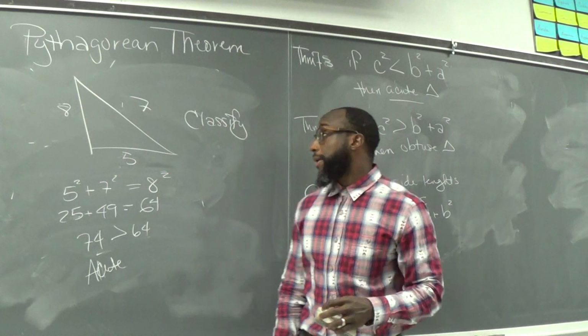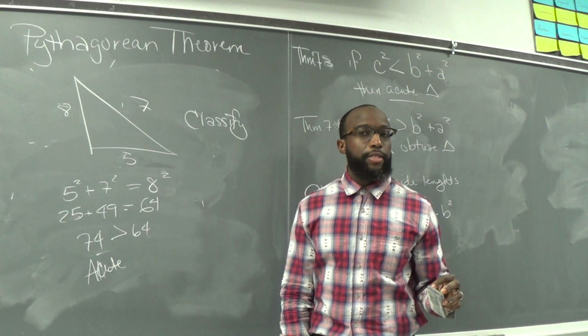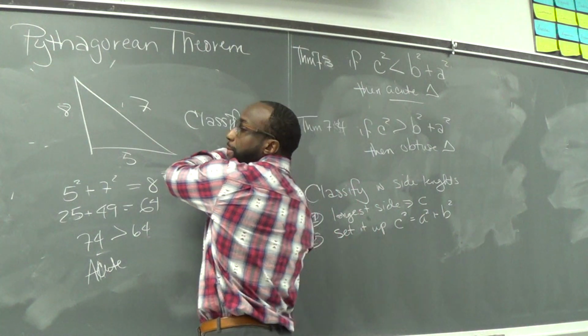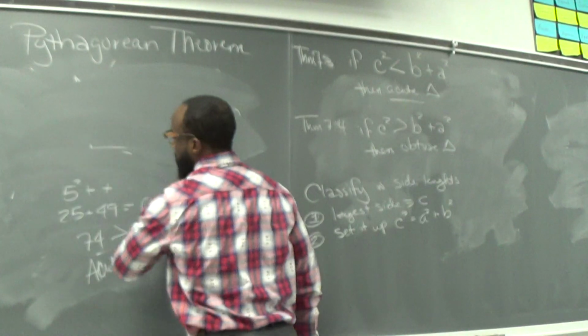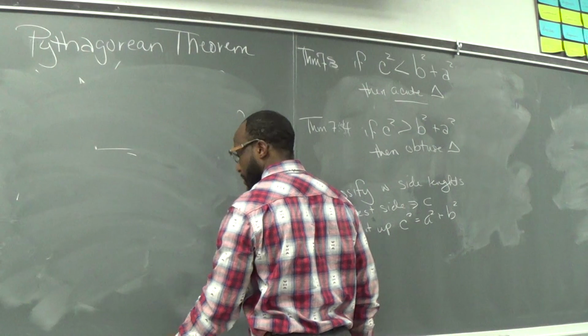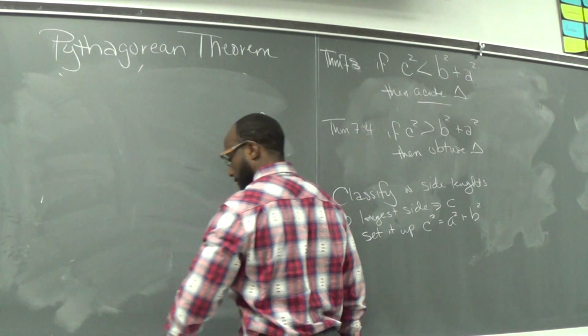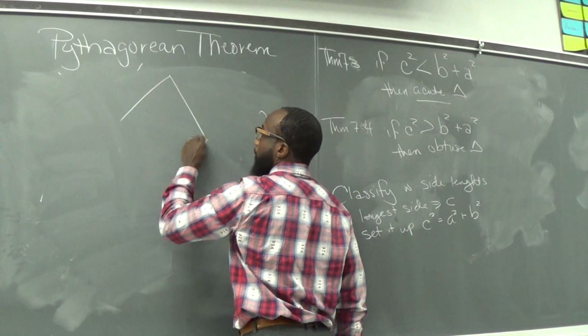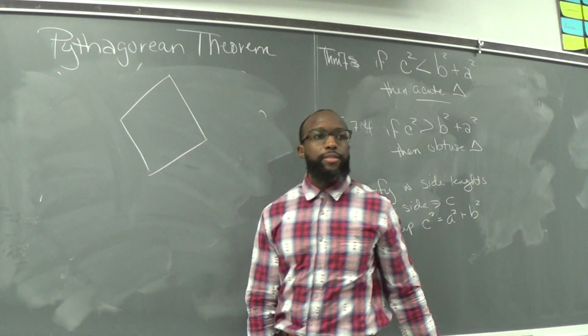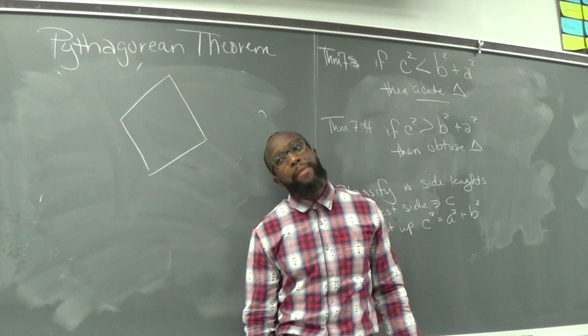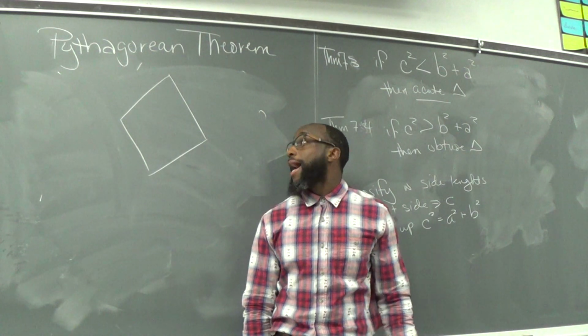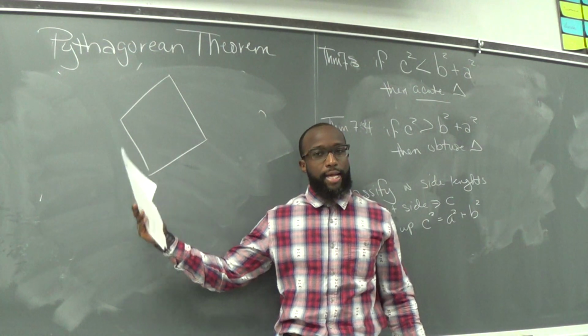Alright, here we go. Y'all ready to play with some polygons? Rhombus. What is a rhombus? What does a rhombus look like? A diamond. A rhombus looks like a what? Rhombus. Why can't I say rhombus? Alright, so a rhombus looks like a diamond.